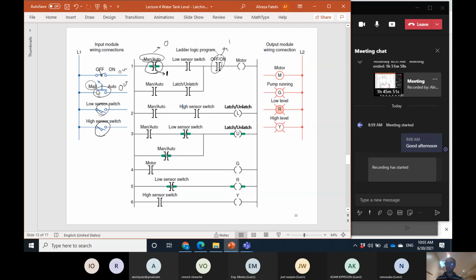When it is in the manual mode, everything depends on the low sensor switch. If the level is less than low sensor switch, let me remind, this is low sensor switch. If the level is less than low sensor switch, there's not anything in front of that, and so it is in its normal state. In its normal state, it is open. And so this is 0 volt, and so this is 0, and so the motor is off.